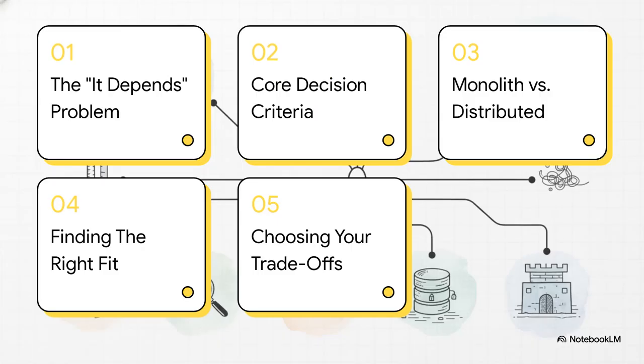Okay, so here's our game plan. We'll start by digging into why we have this "it depends" problem in the first place. Then we'll get into your core decision criteria, figure out that big monolith versus distributed question, talk about finding the right fit, and wrap it all up with choosing your trade-offs.